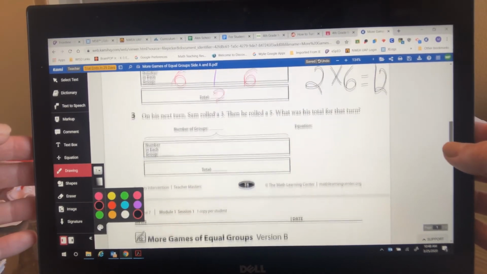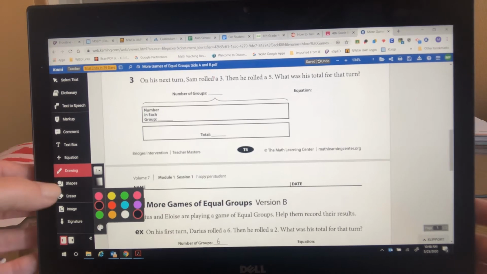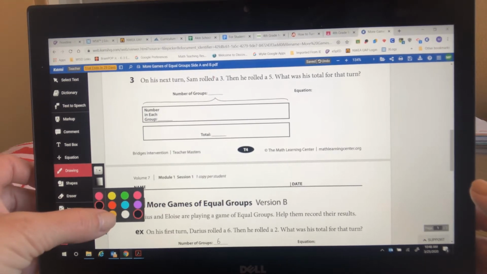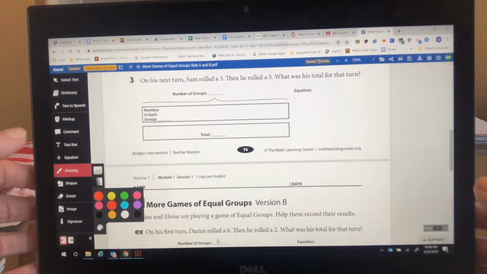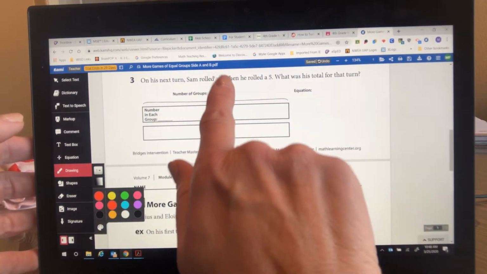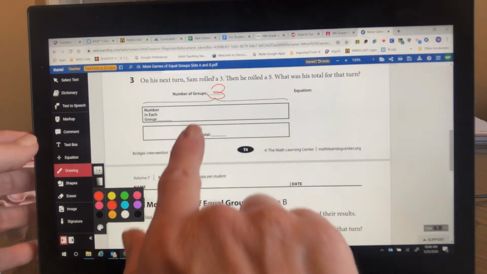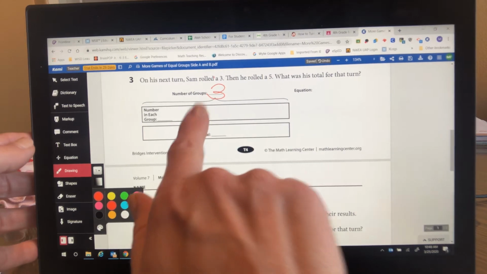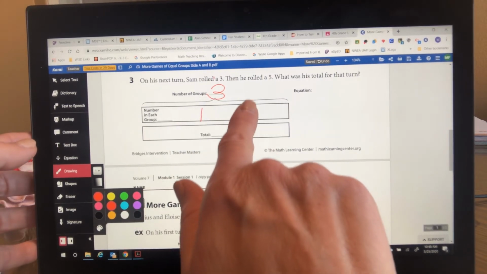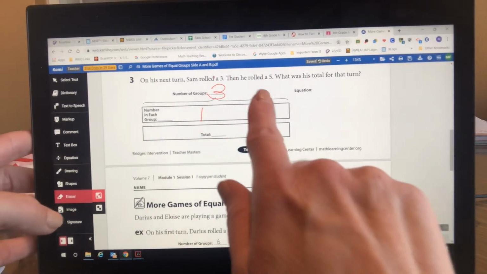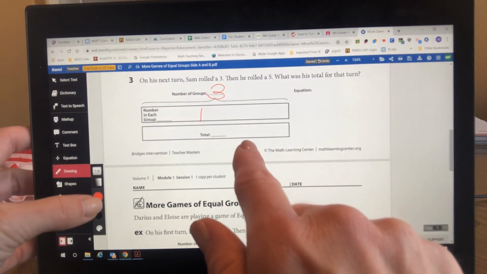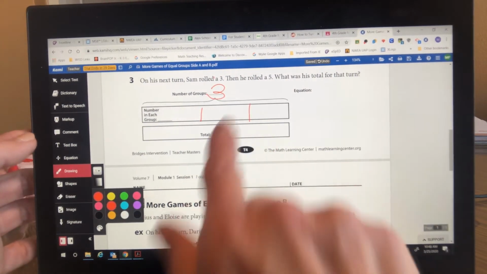All right, let's look at number 3. On his next turn, Sam rolled a 3. So I'm going to put 3 on my top, and the very best that I can, I'm going to divide that bar. Whoops, let me use my eraser. I'm going to divide that bar into 3 equal parts.